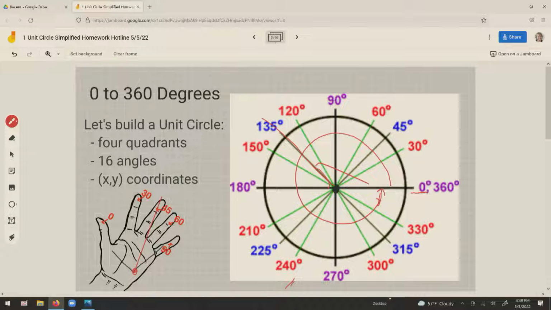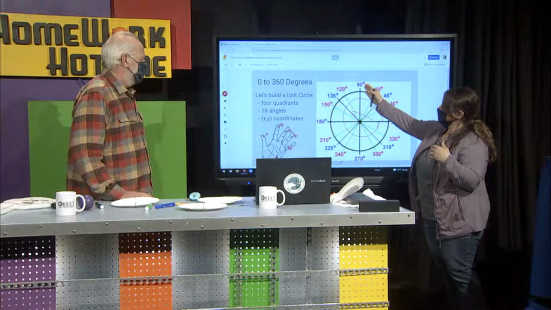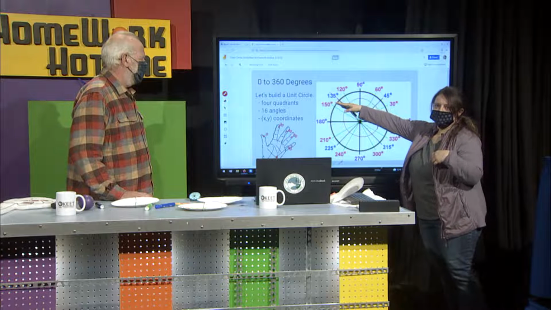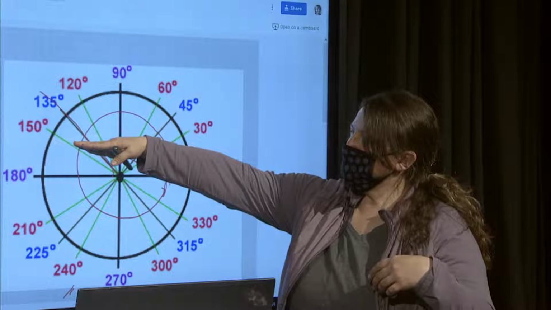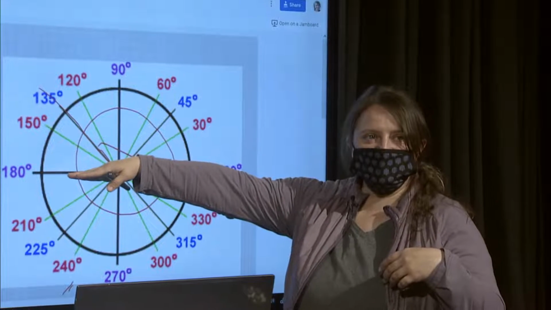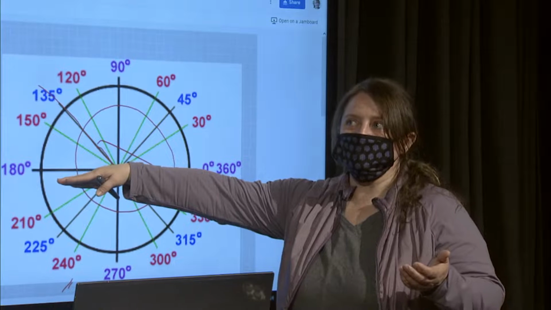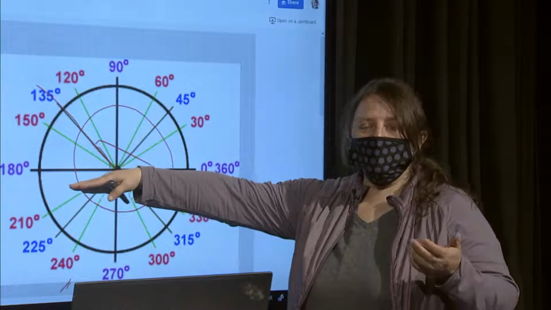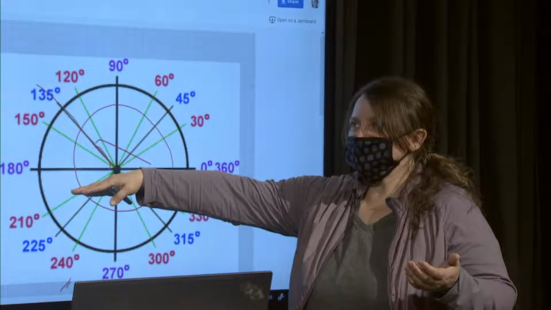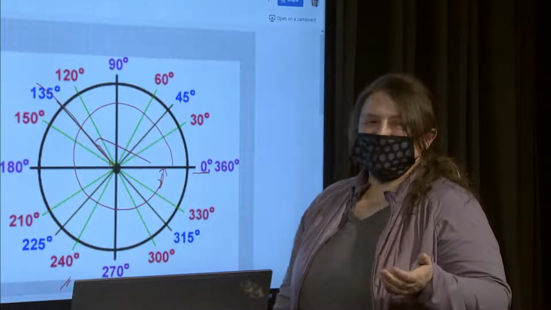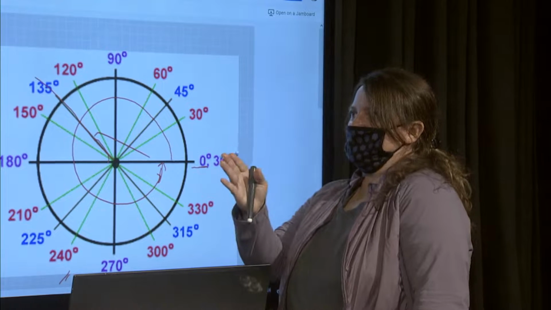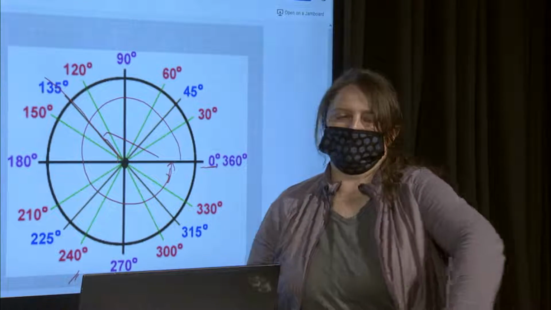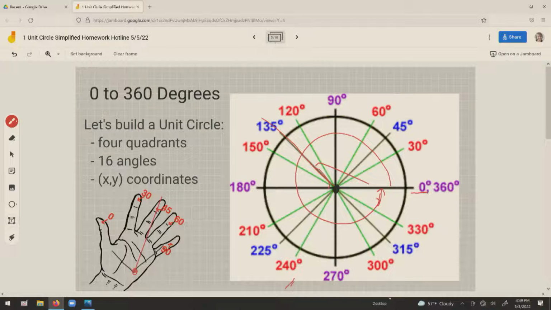There's the 0 degree, and then the 30, 45, 60, 90, 120, 135, 150, 180. 180 degrees is a nice one too, because that's just facing the other way. Have you heard of an about face, right? In the army, you're facing this way and it says about face, and then you turn the other direction. Okay, so that's 180 degrees.